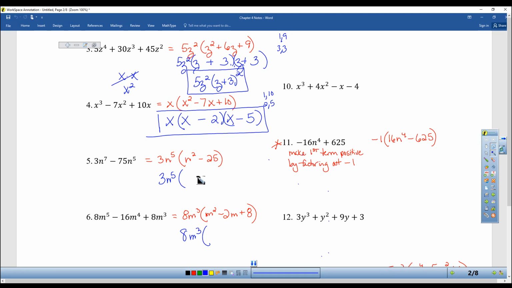Number 5 has no middle term, which means the inners and the outers canceled, which is great. It's a huge clue that it's going to be a plus 5 and a minus 5. So the last times the last makes the 25, and the inners and the outers add up to 0. My first times my first works. So again, reverse FOIL on that. Hopefully you're getting the hang of this.